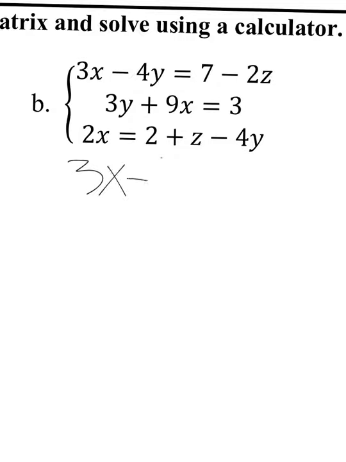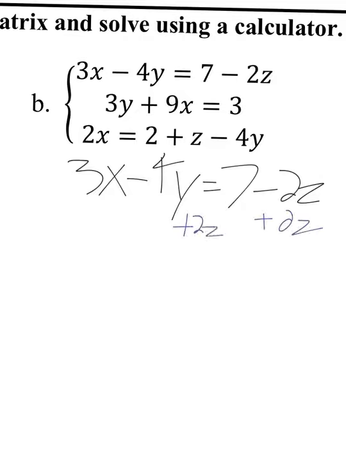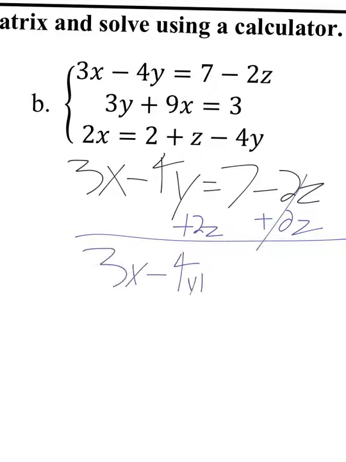So 3x minus 4y equals 7 minus 2z. I know if I add 2z over, that's all I need to do on that one. So 3x minus 4y plus 2z equals 7. Remember, never combine these. These are not like terms.